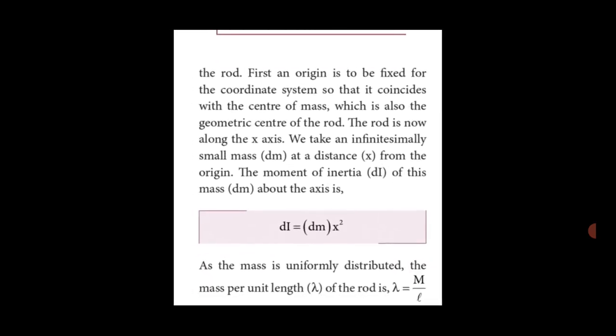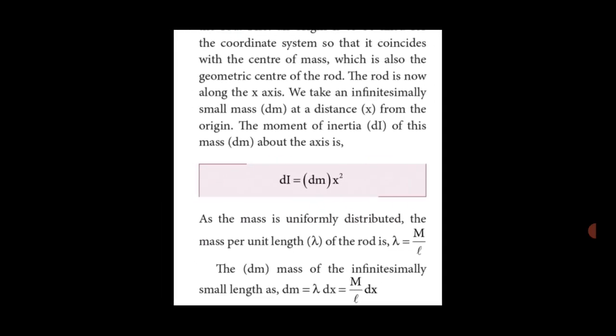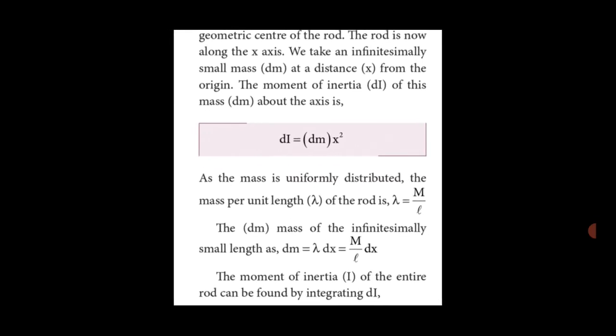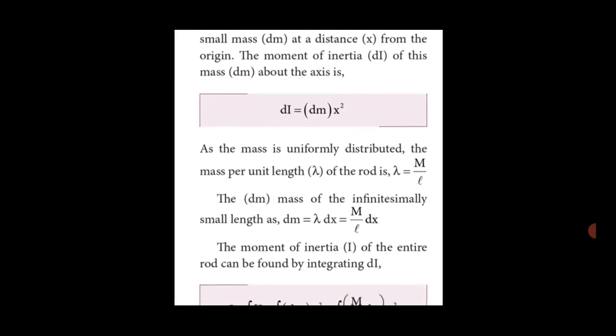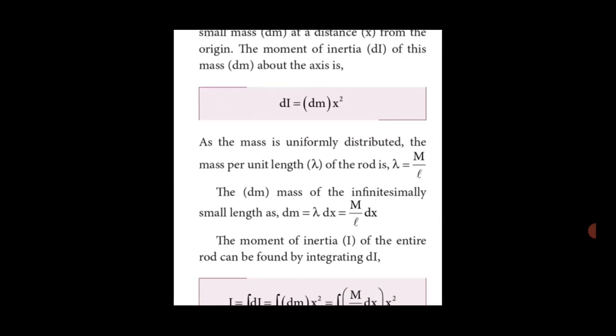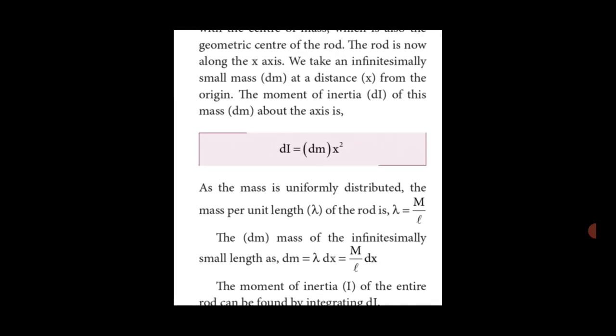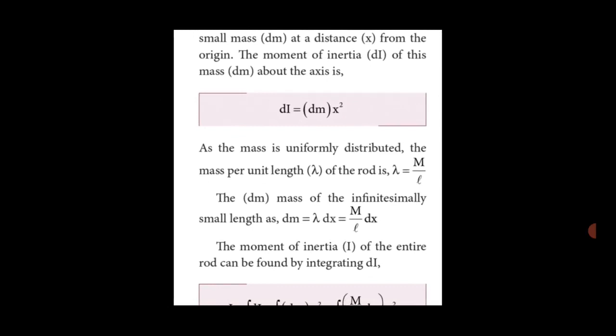We can take an infinitesimally small mass dm at a distance of x from the origin O. The moment of inertia dI of this dm about the axis is, we know, the same expression as before, just changing the distance r to x. So we are replacing r square with x square. Other than that, the remaining things are the same. So dI is equal to dm x square.